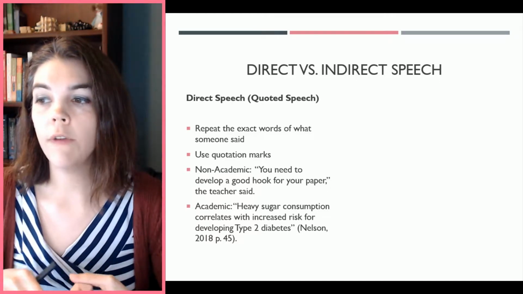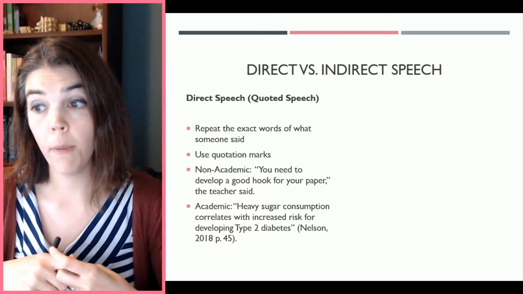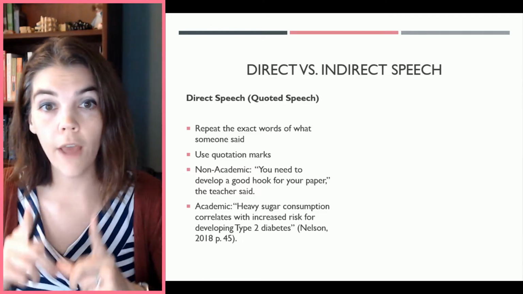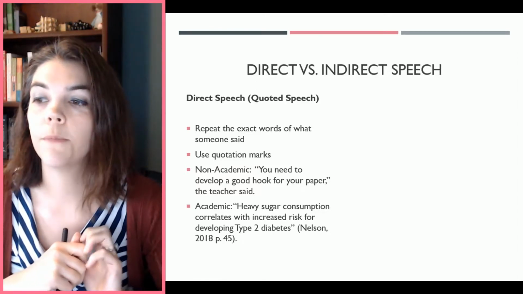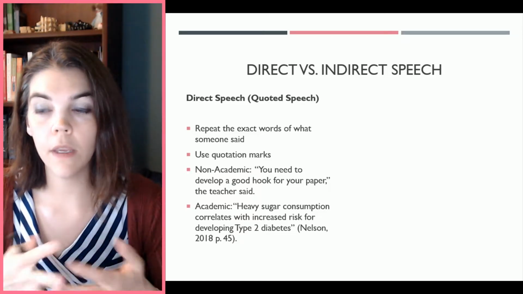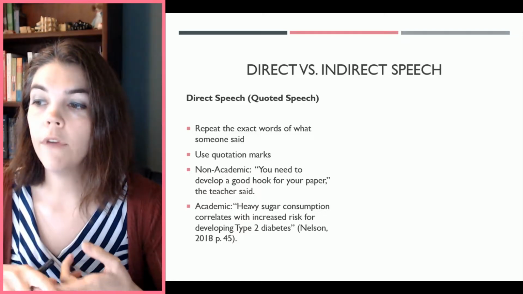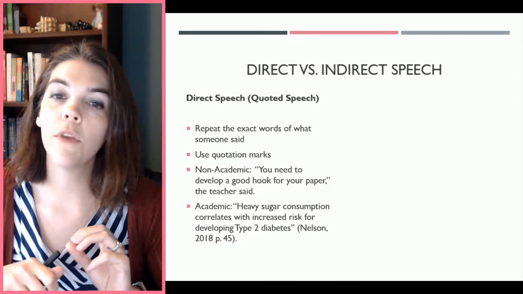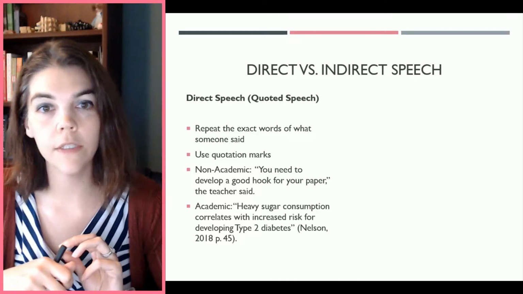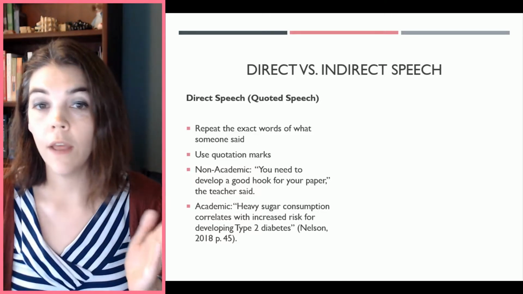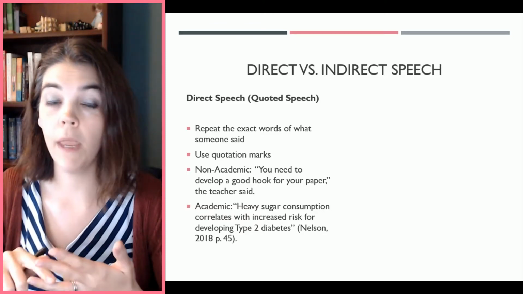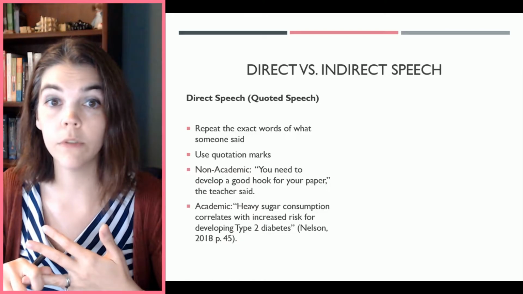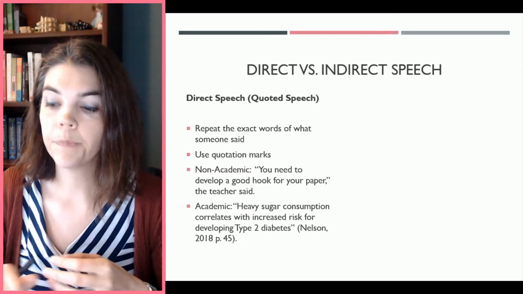So here's a non-academic example. "You need to develop a good hook for your paper," the teacher said. That's an example of direct speech, direct non-academic speech. So an academic example: "Heavy sugar consumption correlates with increased risk of developing type 2 diabetes." And then in our parentheses, we have the author, the year, and the page number where we find that quote. So that's a direct quote.